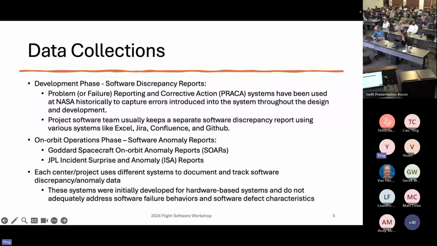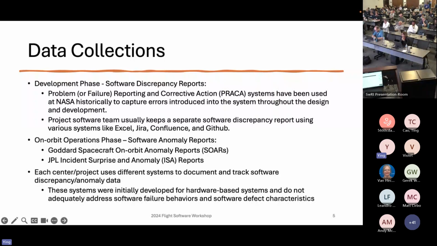surprise and anomaly. And for the discrepancy report, you probably see people using something as easy as Excel, and then the Jira system, Confluence, and GitHub, all kinds of different repositories to document those discrepancy reports. And many of the systems were not really developed for software anomaly documentation. For example, our SOARS system at Goddard.